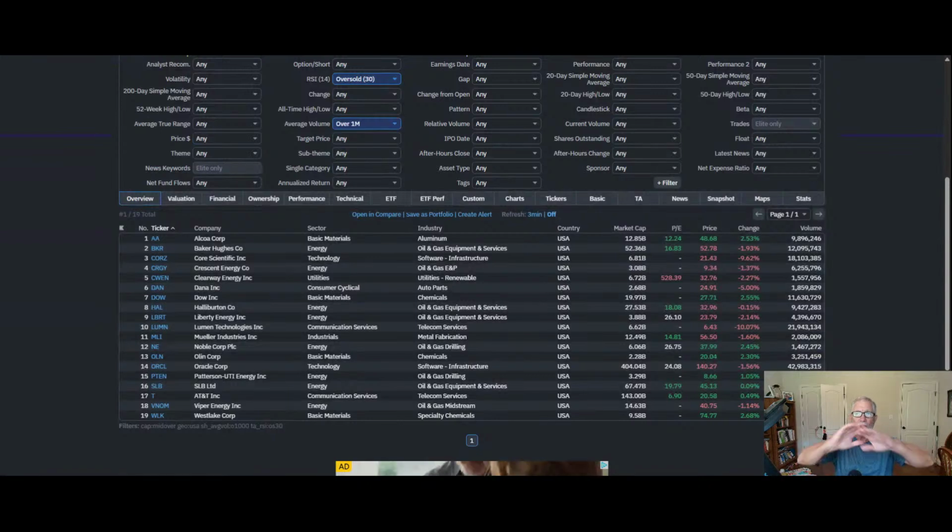You have screened the whole universe of stocks, and you said I want a minimum market cap of $2 billion, a minimum average volume of 1 million shares per day, and RSI less than 30. What do you have in this country? There's 19 companies. You can see it's in alphabetical order. It starts at Alcoa and comes all the way down to Westlake. It tells you the sector, the industry, and of course the country, USA. It gives the market cap, and you've got the PE, that's the price to earnings ratio. We're not going to focus on that. Price change, and there's your volume.